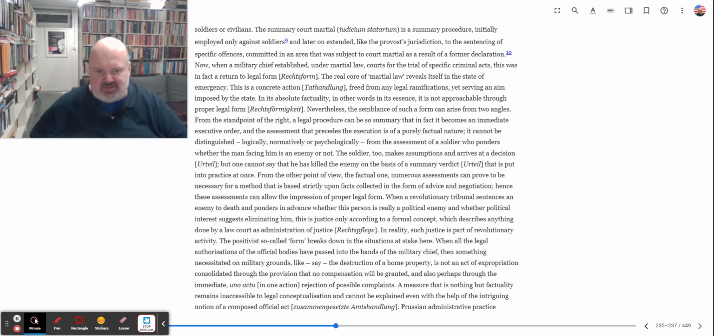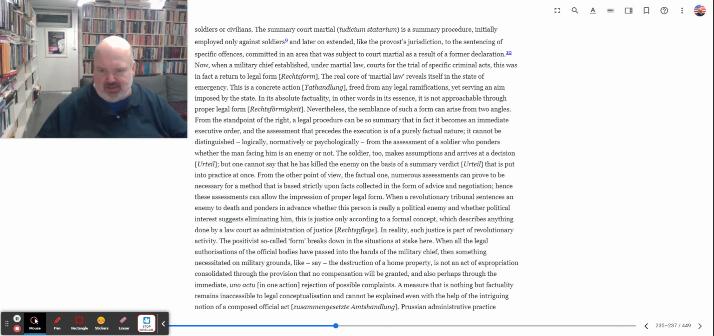Nevertheless, the semblance of such a form can arise from two angles. From the standpoint of the right, a legal procedure can be so summary that in fact it becomes an immediate executive order, and the assessment that precedes the execution is of a purely factual nature. So at one level, it is simply an executive order. In other words, a proceeding is so summary that it becomes an immediate executive order, and its execution is purely factual in nature.